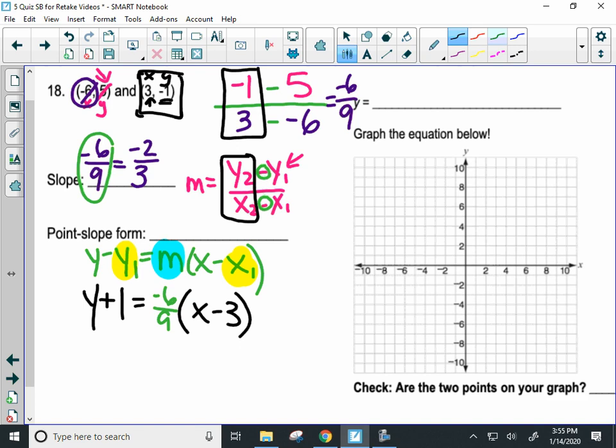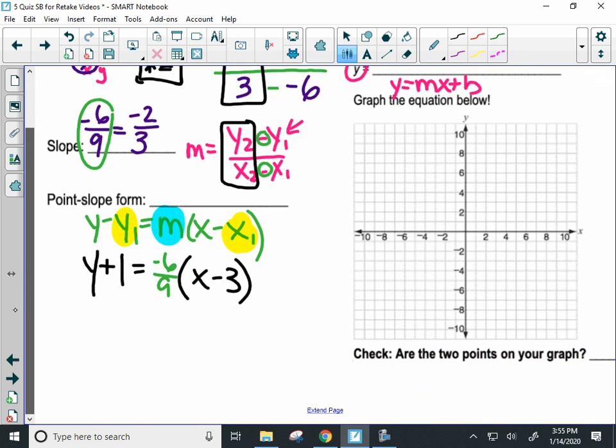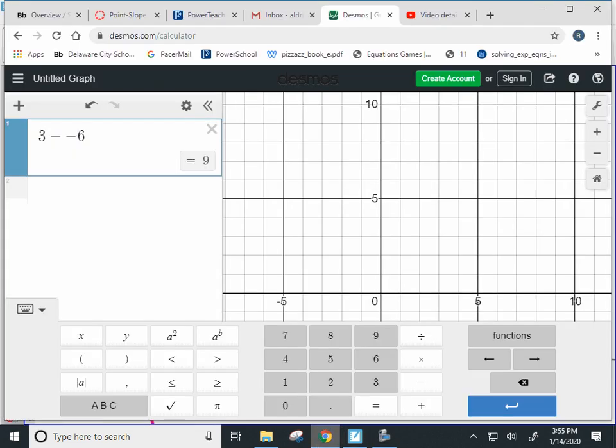Now, in order to graph it, it's over on the right here, but it was a little bit down below on your quiz. We need to get this equation in y equals form, which is y equals mx plus b. I think the directions even say convert this to slope-intercept form. That means solve for y. So take this equation you just found over here. Get this letter y by itself. So let's see, I'm going to distribute this. So I'll keep y plus 1. Distribute the -6/9. So that goes next to the x. And I'm going to take -6/9 times -3. I'm going to use my calculator.